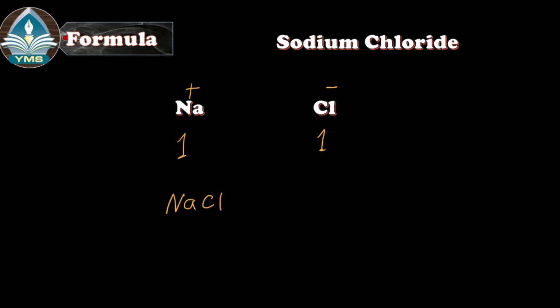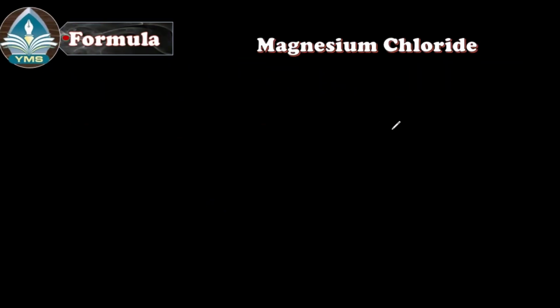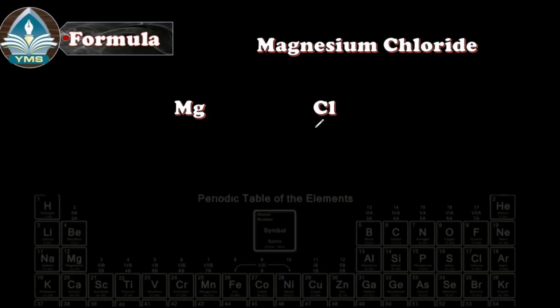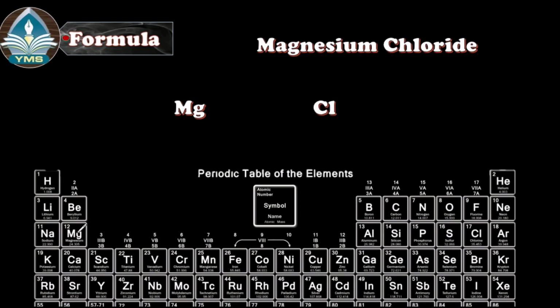Now we're going to look at another example here. Magnesium chloride: magnesium, and this is chlorine. These are the symbols in the periodic table. Magnesium is in group 2, so the oxidation number of magnesium is 2 positive, and chlorine is in group 7, so the oxidation number of chlorine is 1 negative.